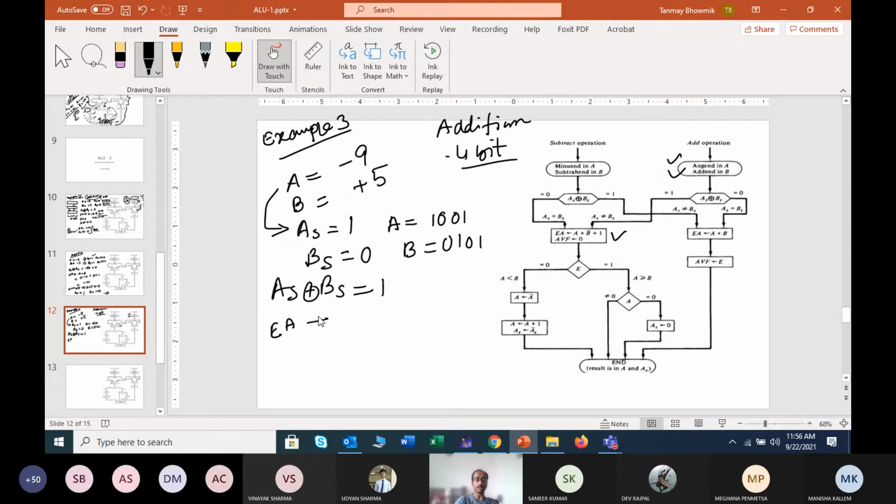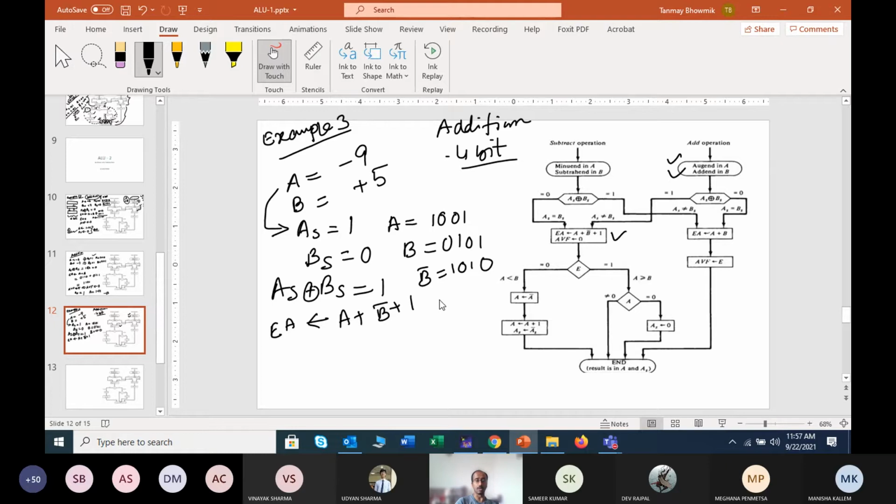You need to do now EA is A plus B complement plus 1. See, I am just following the flowchart or algorithm. EA equals A plus B complement plus 1. So if your B is 0 1 0 1, what should be your B complement? It should be 1 0 1 0. And B complement plus 1 means along with this another 1 will be added.